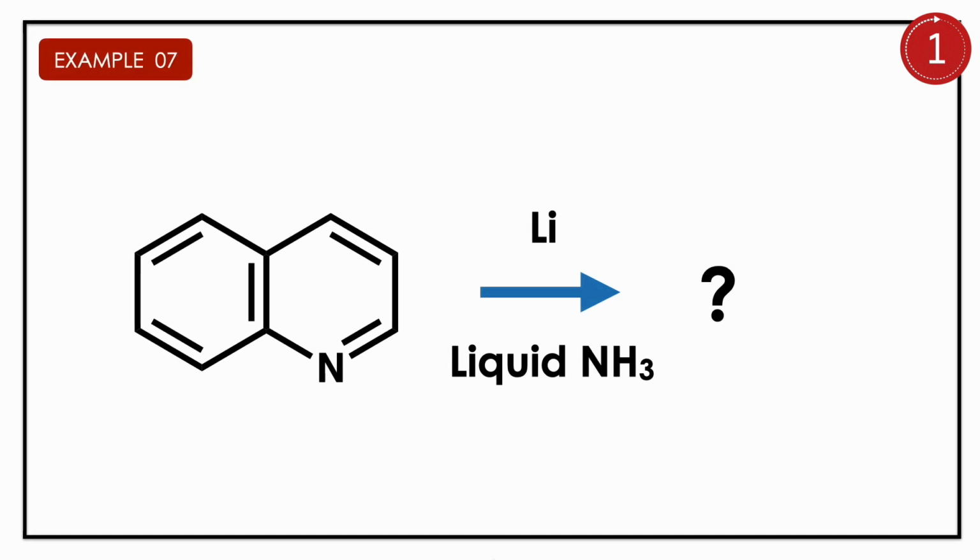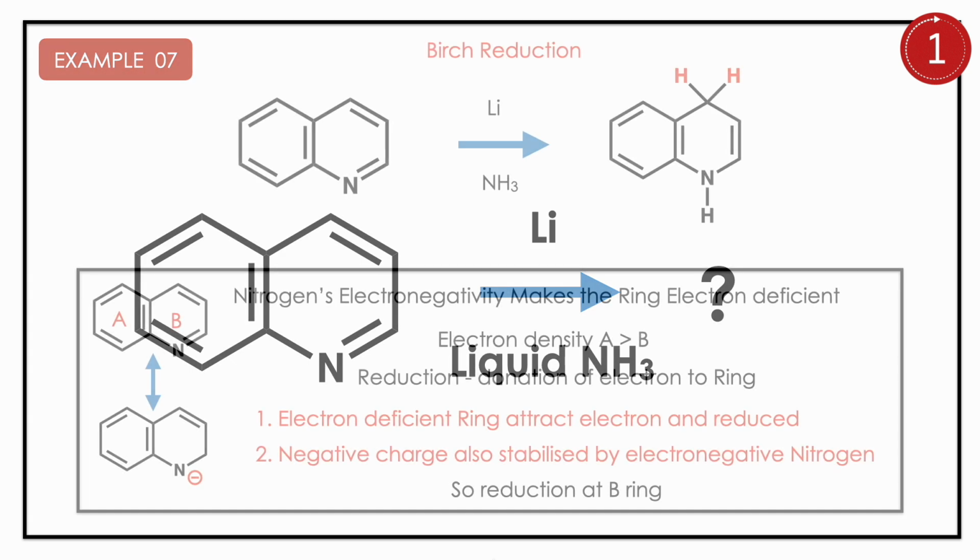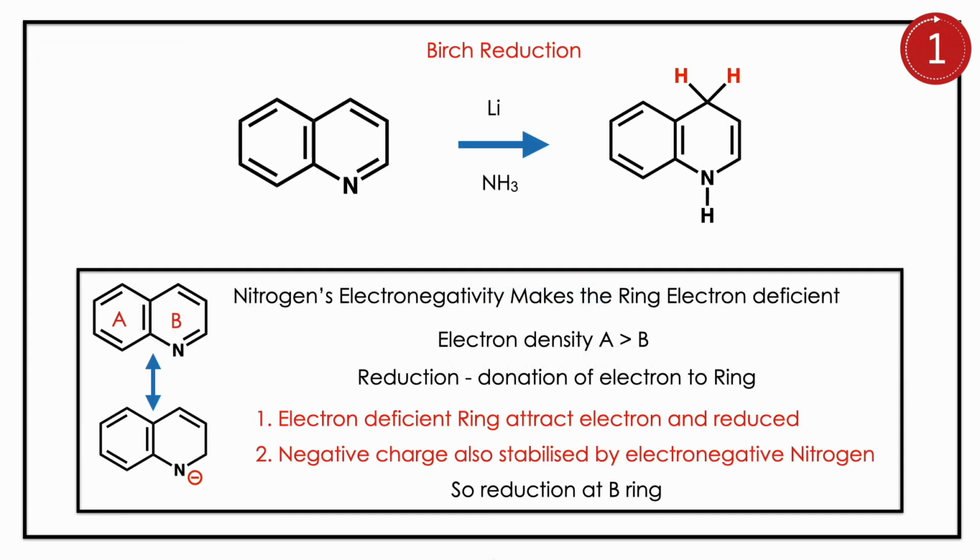Then the example 7. Here you have quinoline, lithium and liquid ammonia you are using. You should find what will be the final product. Here you have quinoline. It contains a fused system of benzene and pyridine. Lithium and liquid ammonia mean Birch reduction reaction.